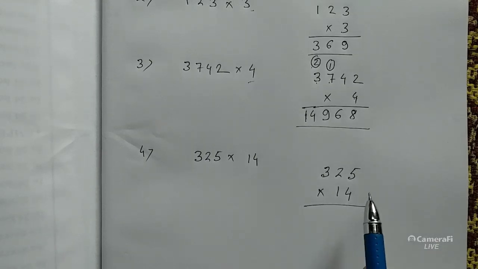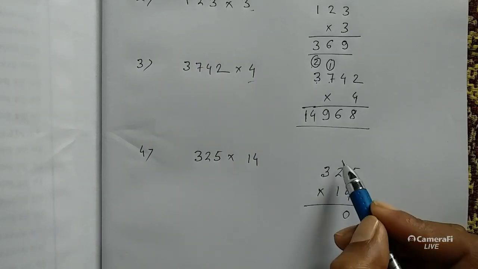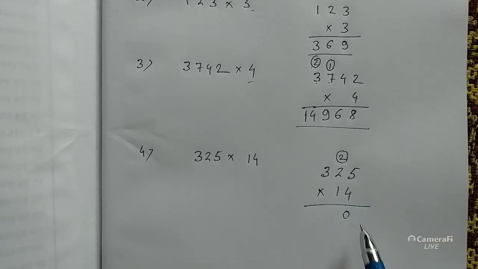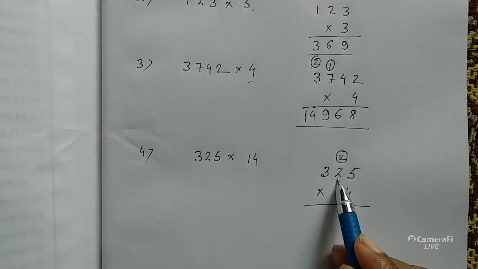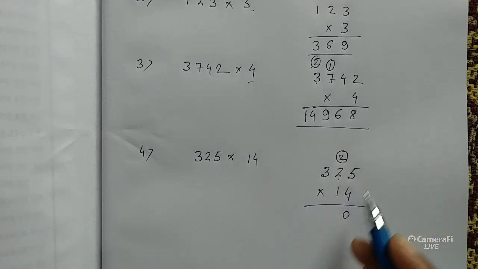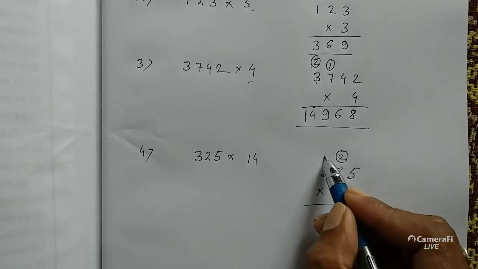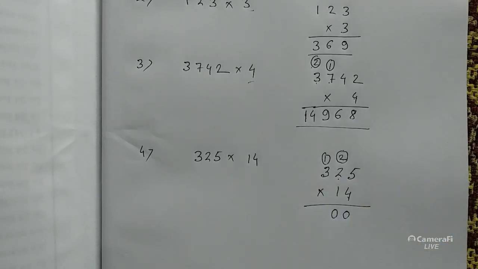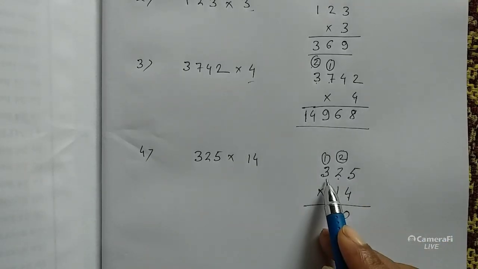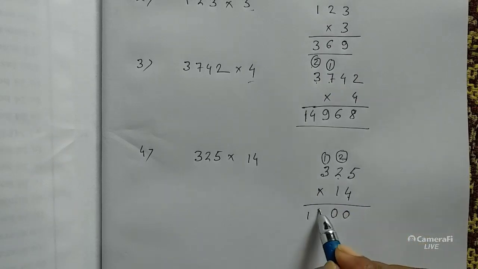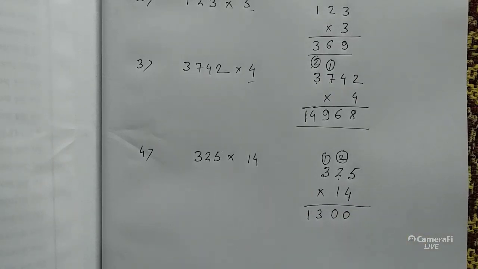So go through the table of 4. 4 5s are 20. 0, 2 carry. 4 2s are 8. 8 plus carry 2 is 10. 0, 1 carry for next step. 4 3s are 12. 12 plus 1 is 13. So this completes the multiplication just by 4.